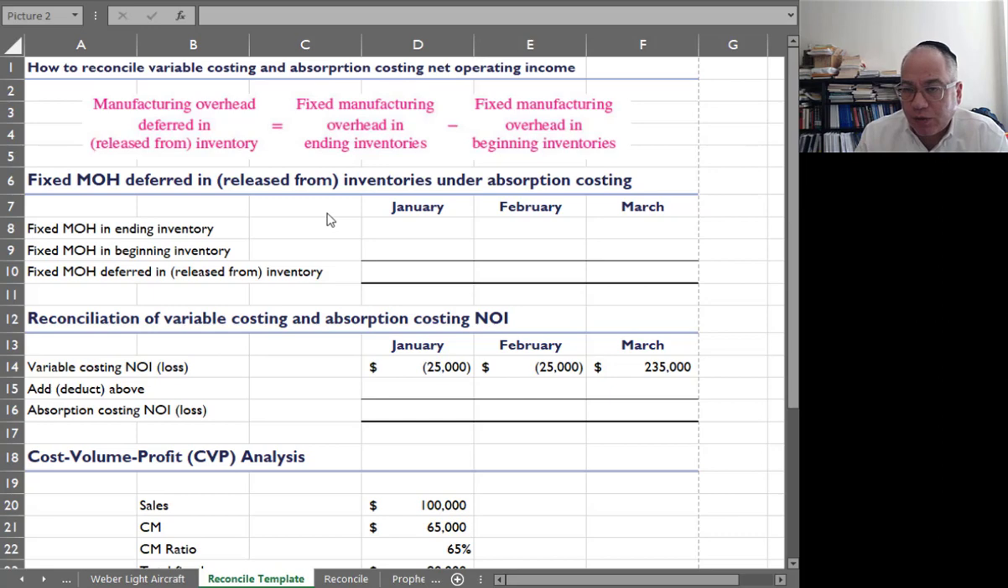And the difference between the two is fixed manufacturing overhead, because fixed manufacturing overhead is expensed. It's not a product cost under variable costing. It's treated separately as a fixed cost. But under absorption costing, it's treated as a product cost. So what we have to focus on here is the fixed manufacturing overhead that sits in ending inventory. So in January, there is no fixed manufacturing overhead in ending inventory, but in February there is.